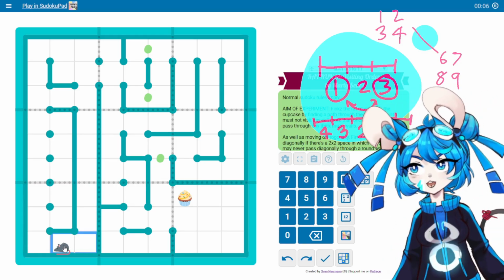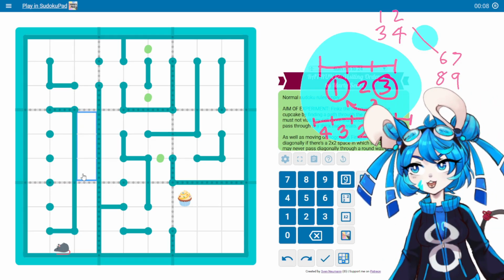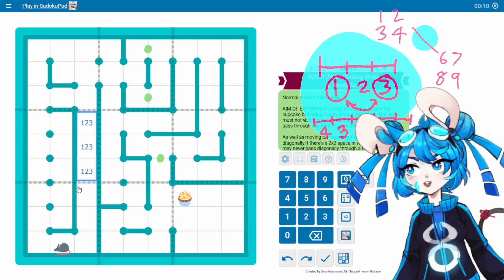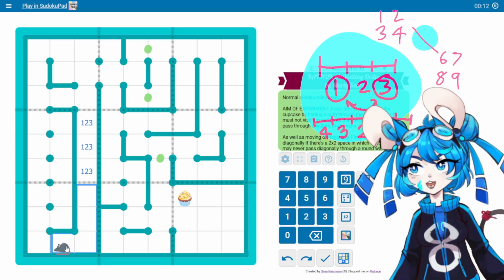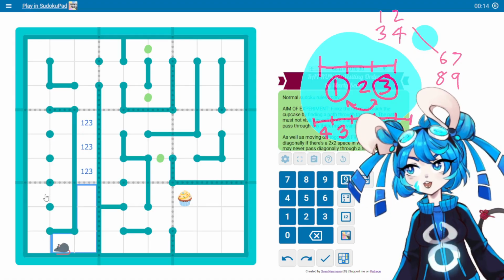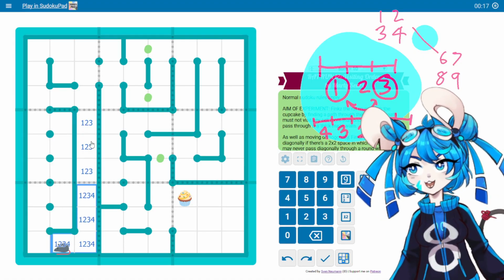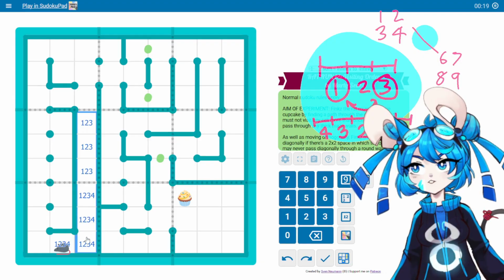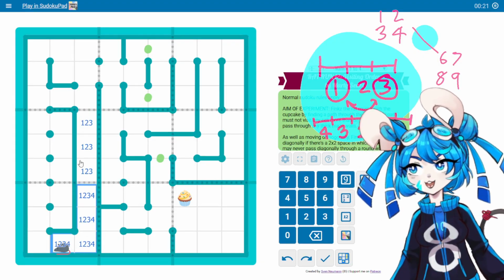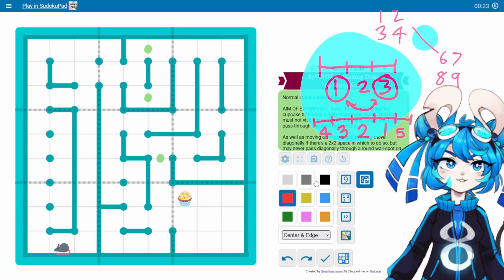So, first things first, we can't go this way, because if we go this way, these three digits would have to be 1, 2, and 3. And because this path is only of length 4, it would be 1, 2, 3, and 4. And then we have the digits 1, 2, 3, and 4 crammed into 6 cells, which does not work.